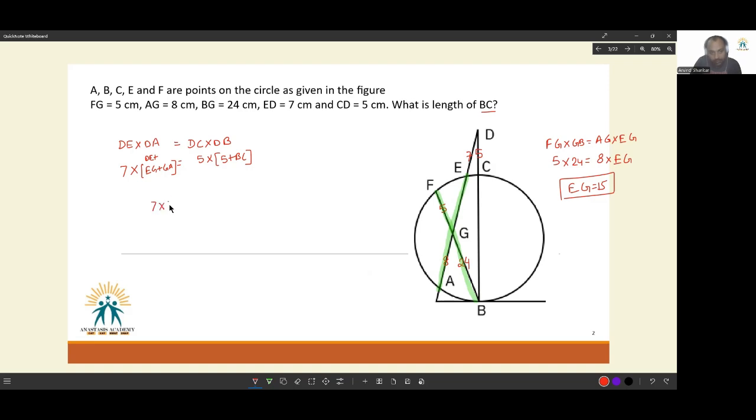So we have 7 into 30 is equal to 5 into 5 plus BC. Cancel 5. We get 42 is equal to 5 plus BC. So BC is equal to 37. And this will be the final answer.